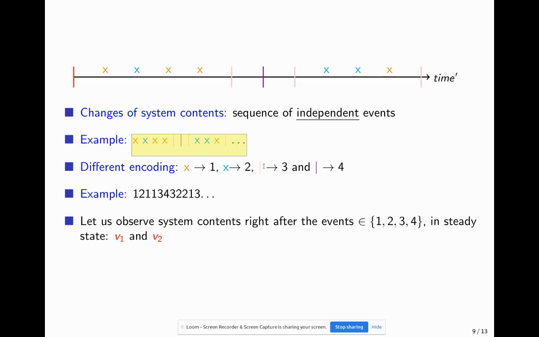But to explain the independence, I will use a different encoding. For these symbols, I will use numbers 1, 2, 3, and 4. So this corresponds to this sequence of numbers. 1 and 2 are the arrivals, and 3 and 4 are the possible departures. We will now observe system contents right after these events in steady state, and I define these system contents as V1 and V2.